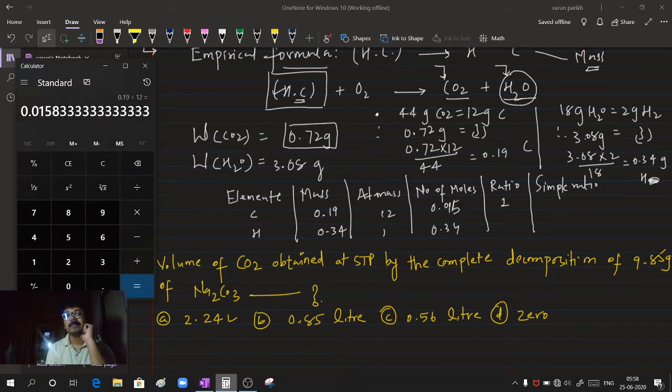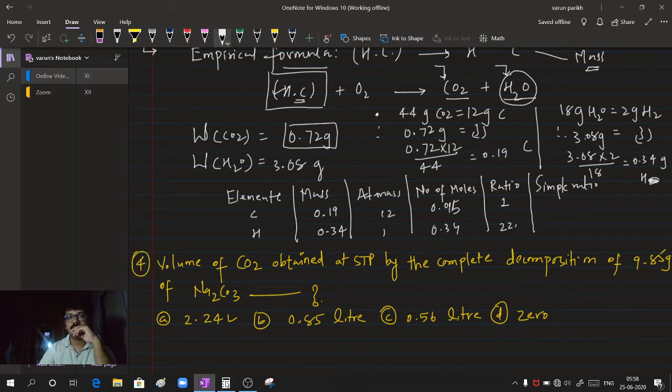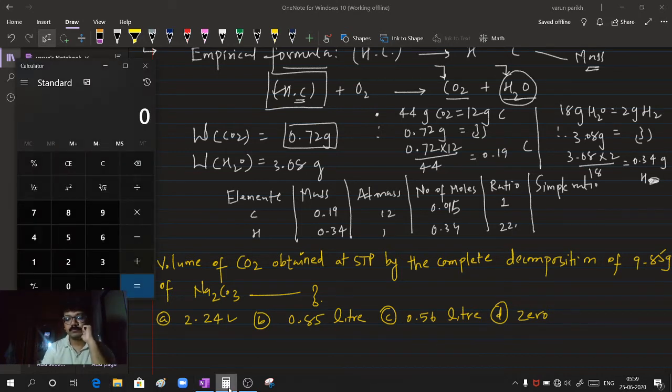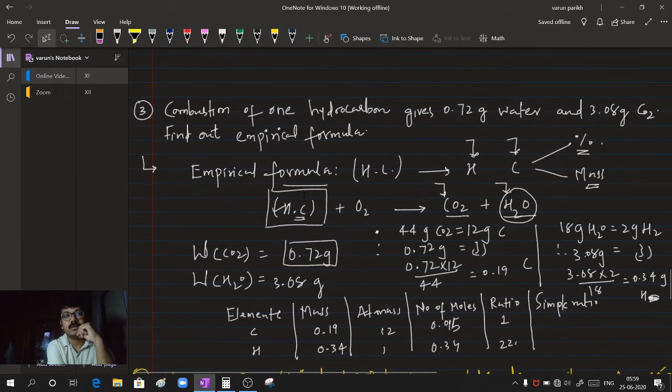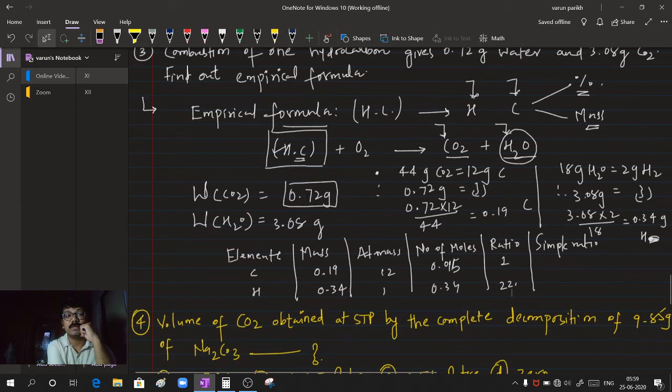So here it will be 0.34 divided by 0.015. So it is 22. I think somewhere there is a mistake. 0.34 divided by 0.015 is coming 22.66. Let me check and verify. 0.72 gram of water. Oh, the CO2 mass is given. So here I have made a mistake. Let me correct it.